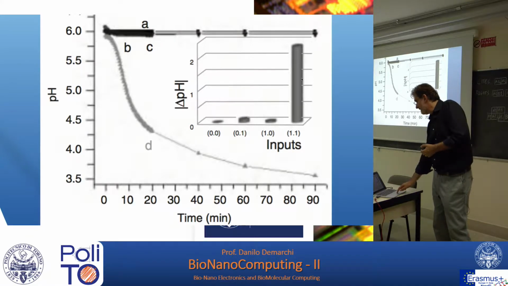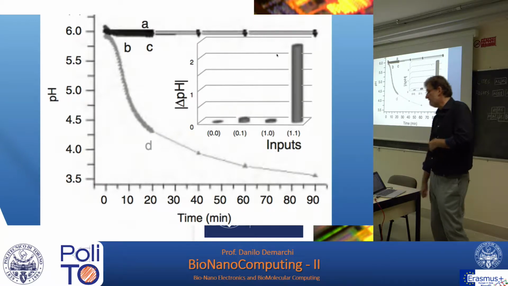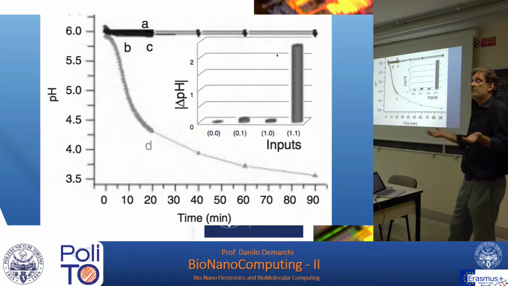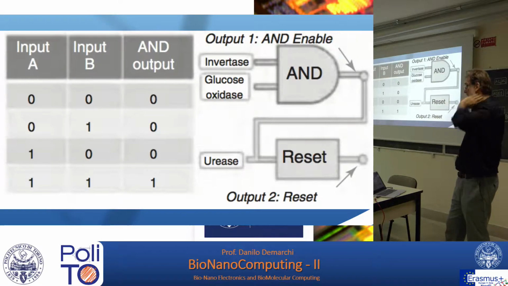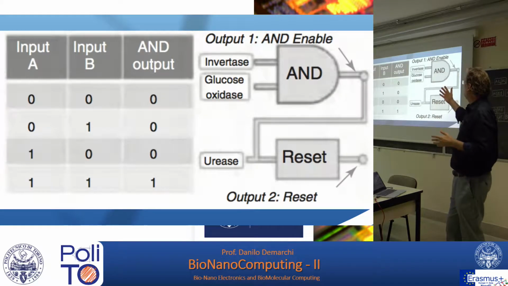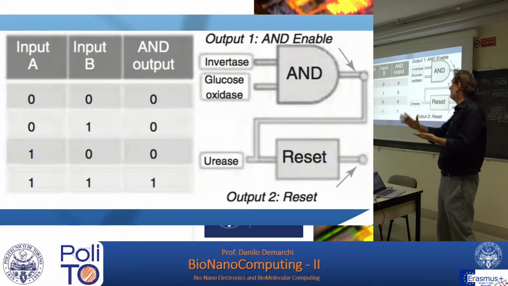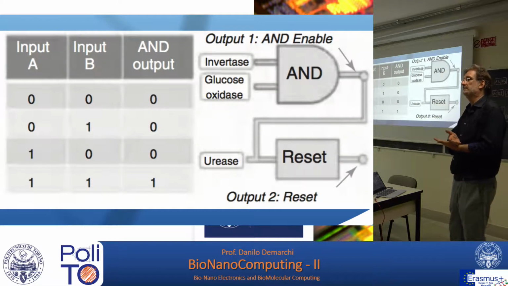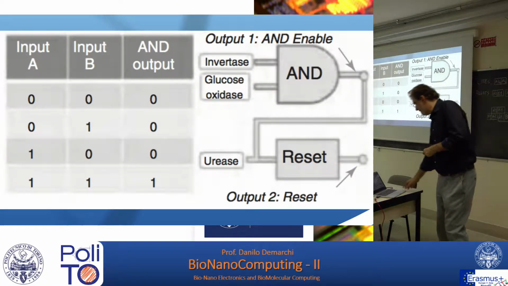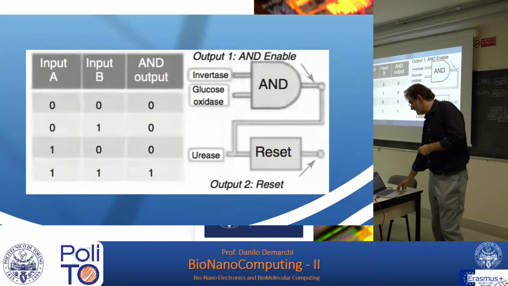And this is a normalized plot of the change in pH, okay, after about 20 minutes. I have this change in pH, okay? So it works. Again, not so efficient, but it works. And so I'm able to build an AND that has as input invertase and glucose oxidase, and urease is the reset. This is the picture of my gate.